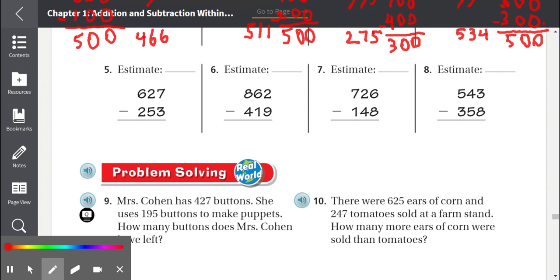Number 5. First we estimate, then we find the difference. We have 627. For the bottom row, let's round to the nearest tens. Since for the top 4 we rounded to the nearest hundred, let's round to the nearest tens for 5 through 8.